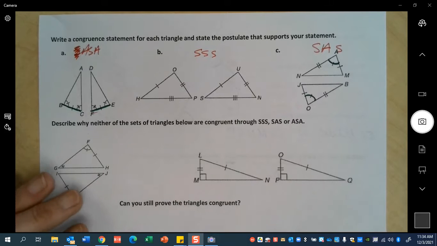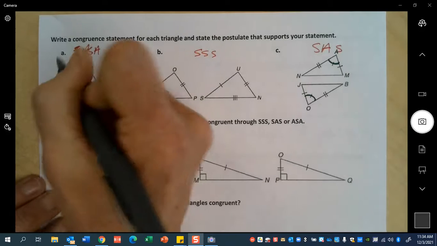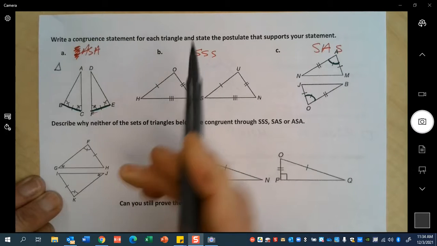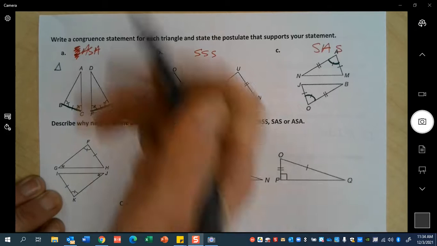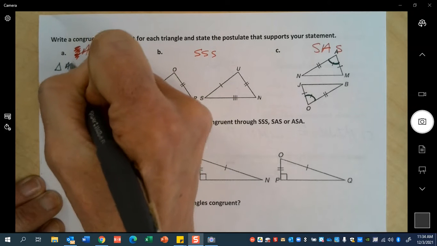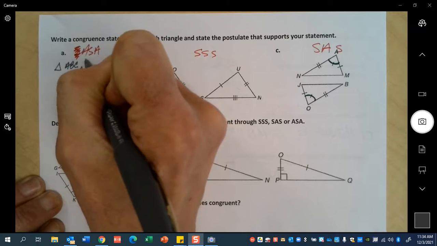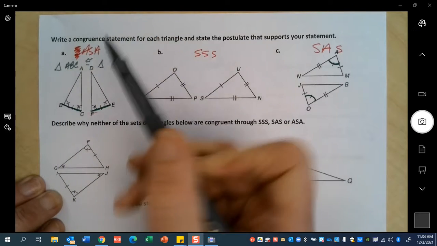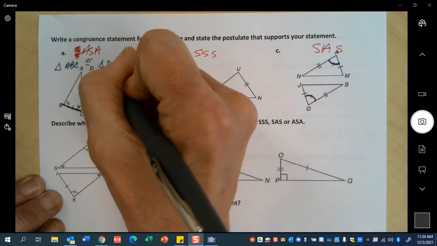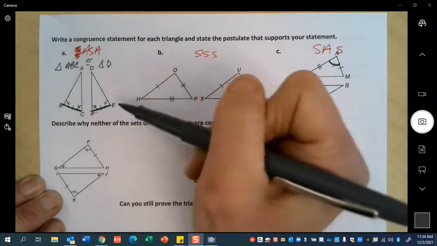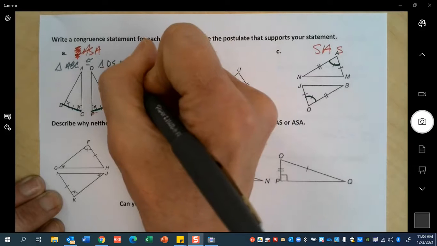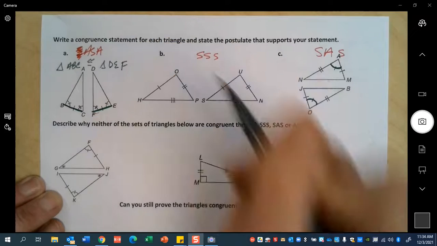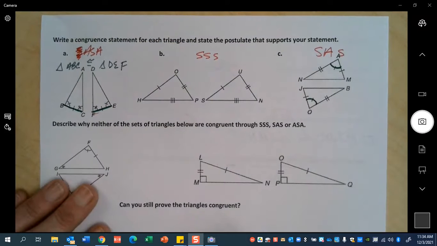All right, so the next important part is to go ahead and write a congruent statement. Somebody call out a way to name this triangle here. Once we say that it's triangle ABC, we know that it's congruent to: A corresponds with D, B corresponds with E, C corresponds with F. That's how that one has to be named.